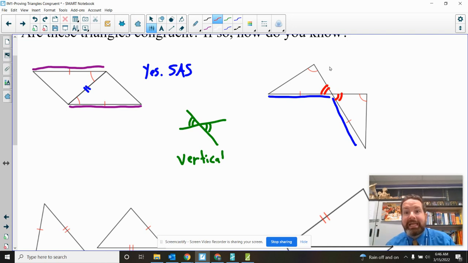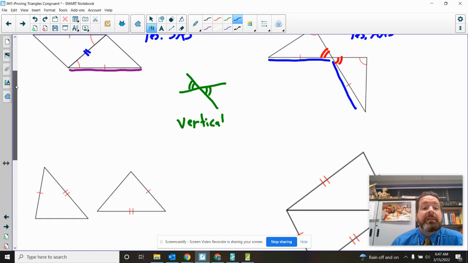So what do we have? An angle that matches, then another angle that matches, and then a side that is not between the two angles. So it's angle, angle, side. Are these congruent? Yes, they are. Angle, angle, side. Let's keep going.